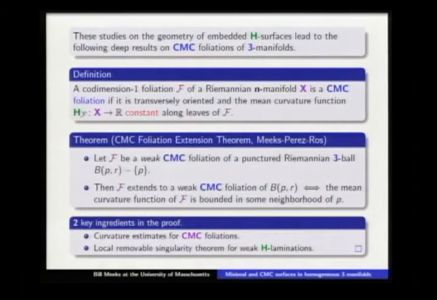So notice what the condition is for extending. F extends to a weak CMC foliation if the mean curvature function is bounded. You don't need an estimate on the curvature. You just need an estimate on the mean curvature. So I should have made that a little clearer. Okay? So that's what we see in the next picture, right?